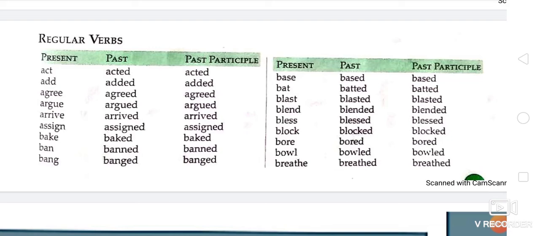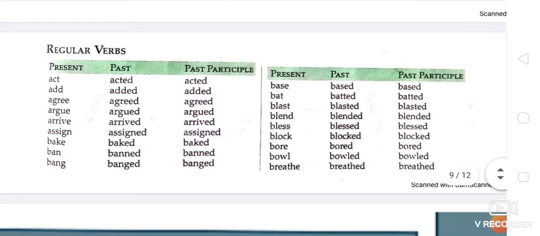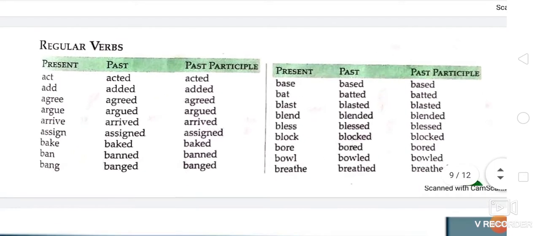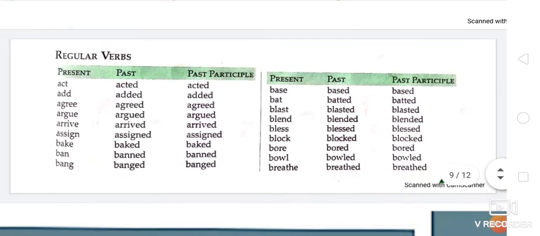For example, see, act, it is in the present form. Past is also acted, and the past participle is also acted. So there are some verbs whose past and past participle, or sometimes the present participle, are always the same. Just go through these examples. These are a few examples of the regular forms of verbs. Just have a glance at it and read them.